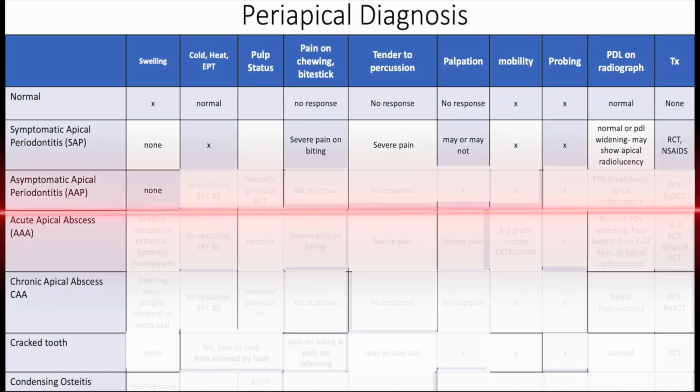Next is asymptomatic apical periodontitis. So the patient does not have pain, the patient does not have a chief complaint, and with periodontitis you will not see swelling there.